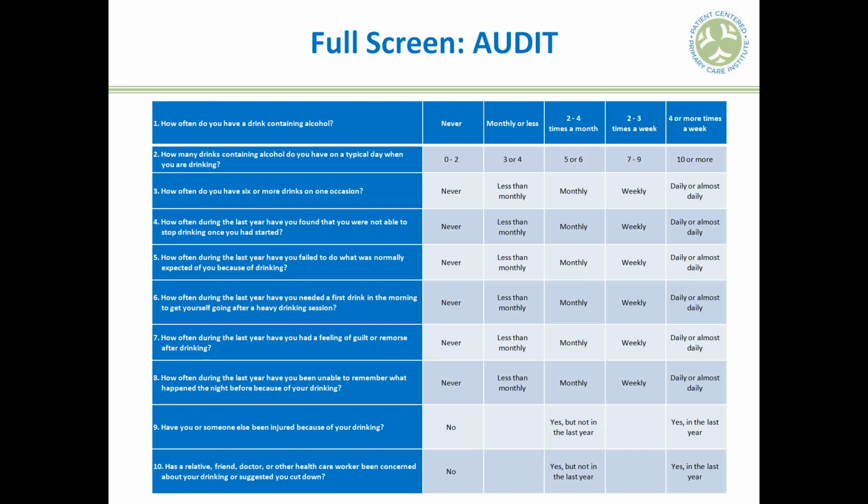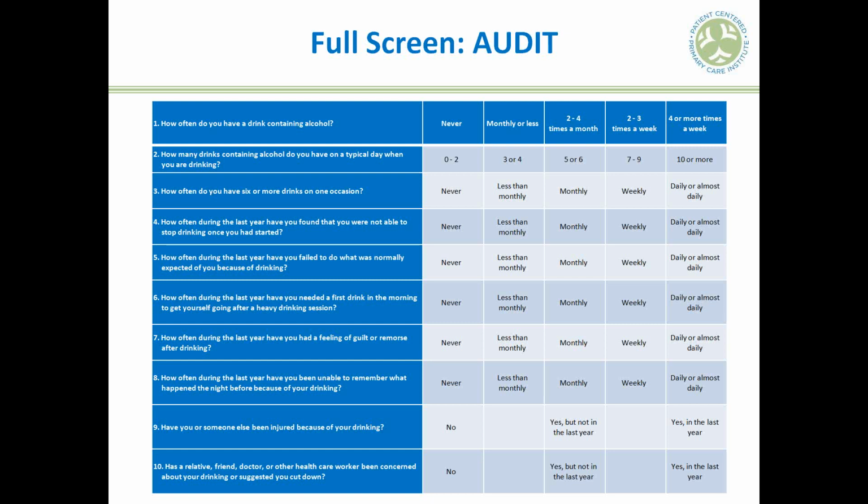Here you can see, again, it starts out with questions on just the patterns of alcohol use and then moves into more of those personal and social impacts. So in addition to how often they drink, how much they drink, we're also asking how often during the last year have you had a feeling of guilt or remorse about drinking? How often have you been unable to remember what happened the night before because of your drinking? Has a relative, friend, doctor, or other healthcare worker been concerned about your drinking or suggested you cut down?